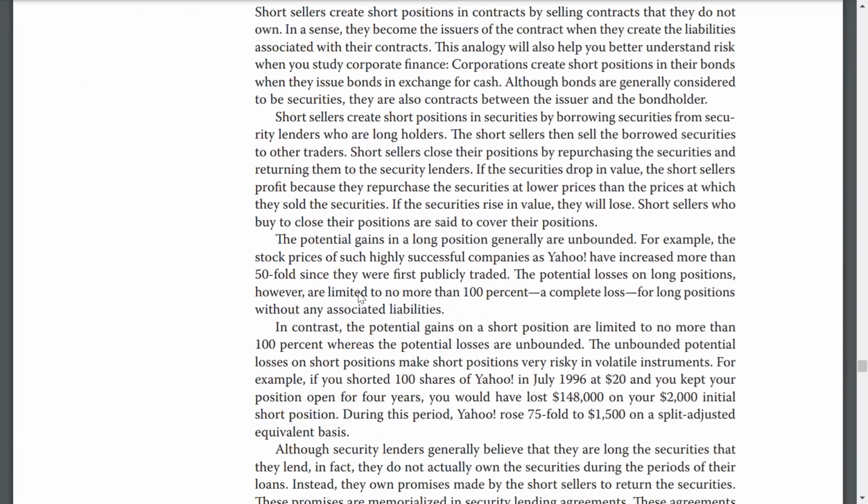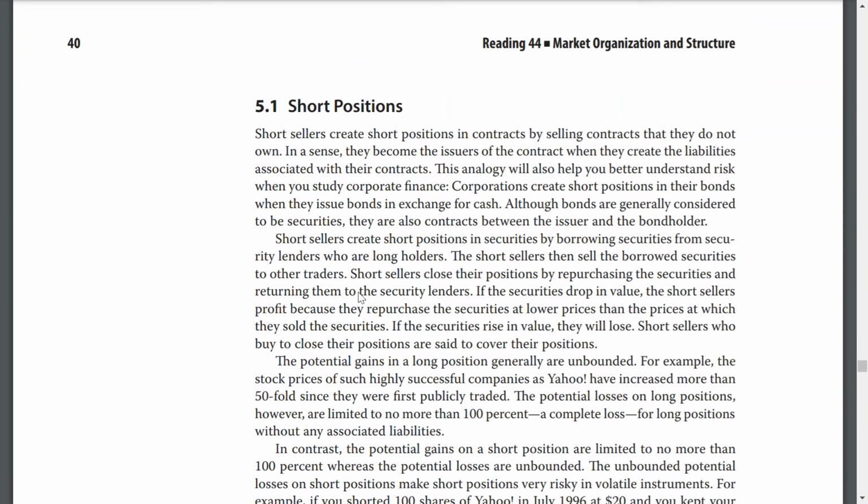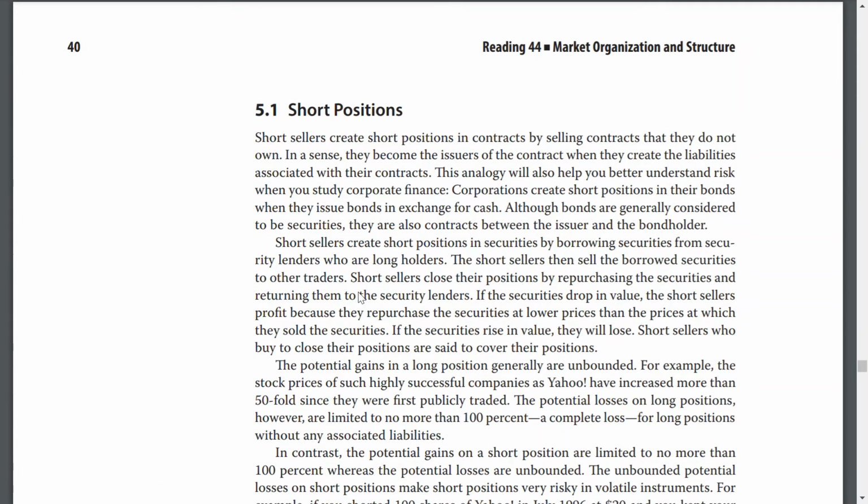Short sellers create short positions and contracts by selling contracts that they do not own. In a sense, they become the issuers of the contract when they create liabilities associated with the contracts. This analogy will also help you better understand risk when you study corporate finance.